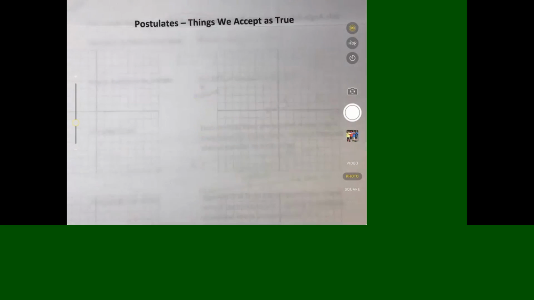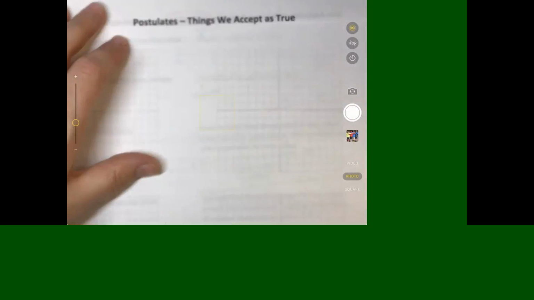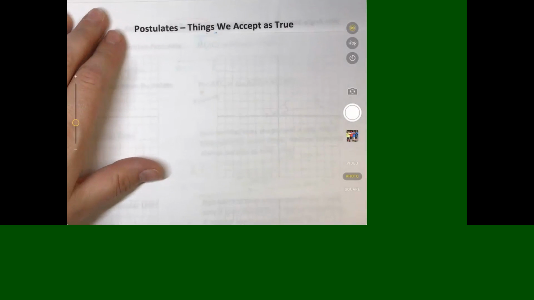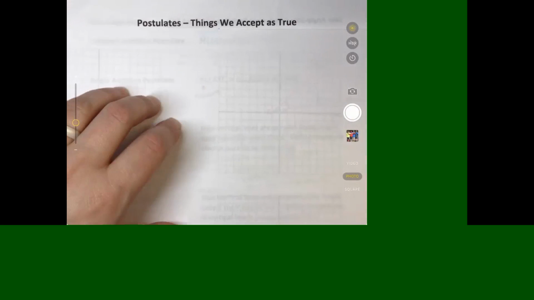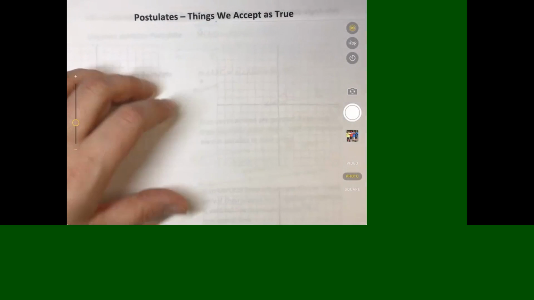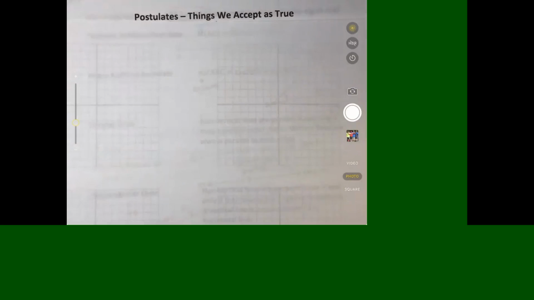All right, so postulates are things we accept as true. Remember when I told you we were going to talk a lot about postulates and theorems? This first one is postulates. So what we're actually looking for is things that we don't have to prove. Things that we just say, oh, well, yeah, that works because there's no other way to do that.